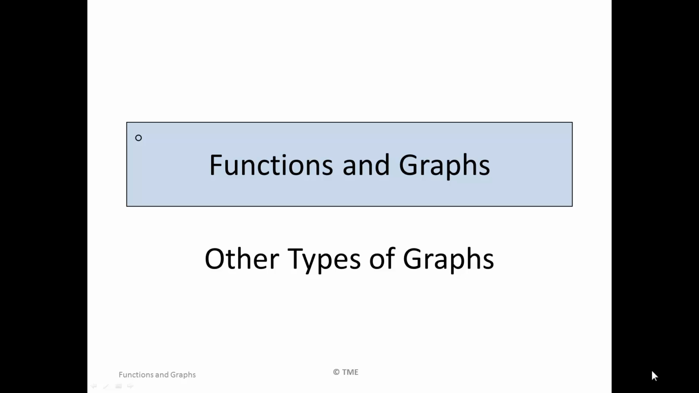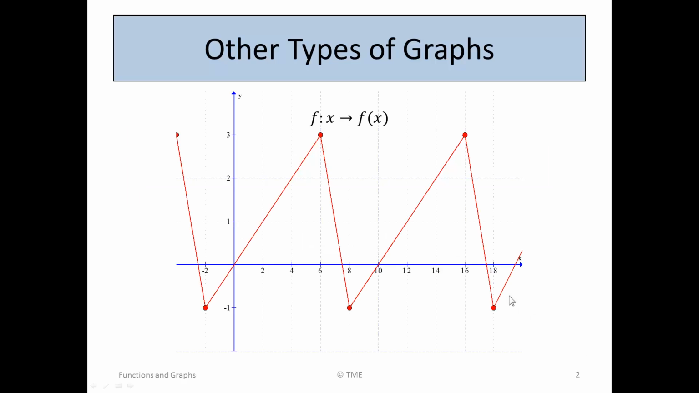Functions and graphs, other types of graphs. Here's an example of a different type of function to the quadratics that we are more used to. Instead of writing it as f(x), it's written as f colon x with an arrow. Now we can see that this particular graph or function or shape is repeating itself. There's a particular pattern here, like there would be on wallpapers or screen designs or something like that.